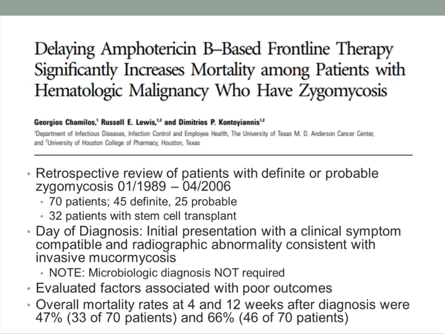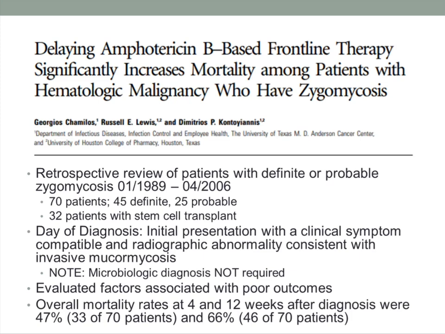So because of that, looking into time to therapy with amphotericin B, this was a study out of MD Anderson that looked at patients from 1989 to 2006. There were 70 total. They used those consensus definitions, so 45 with definite fungal infections, 25 probable. 32 of those were stem cell transplant.